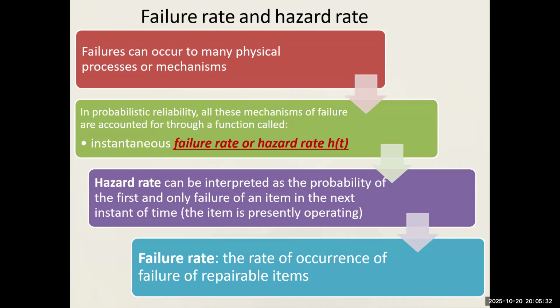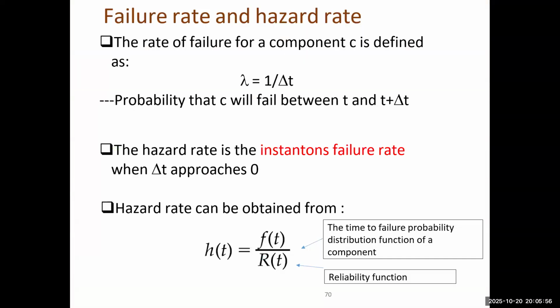Formally, h(t) is the instantaneous failure rate, and it represents the conditional probability that a component which has survived up to time t will fail in the next very small instant of time. So please remember, it is a kind of conditional probability. So here will give us the failure rate and the hazard rate.